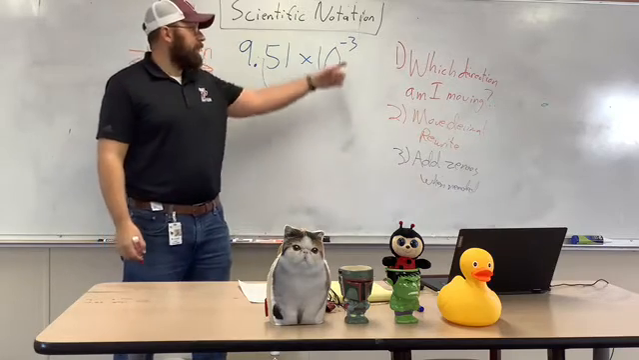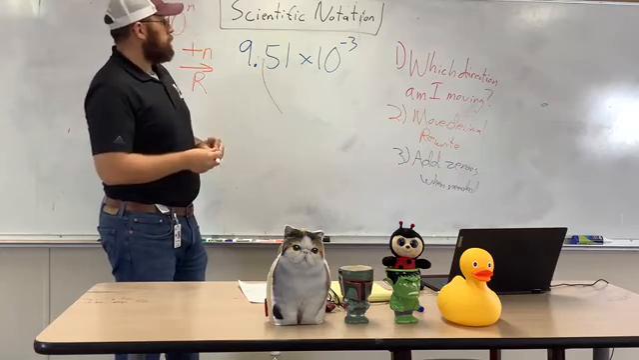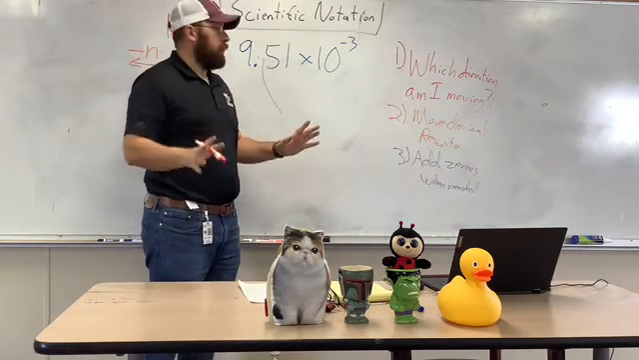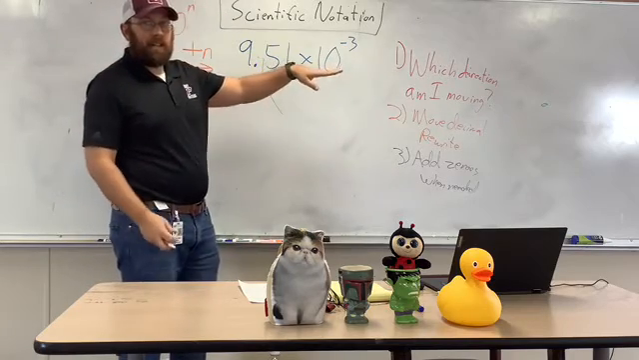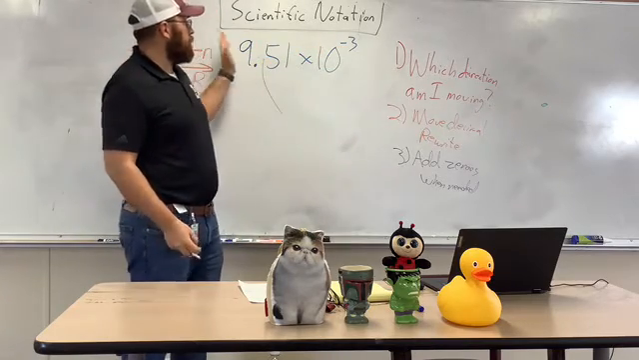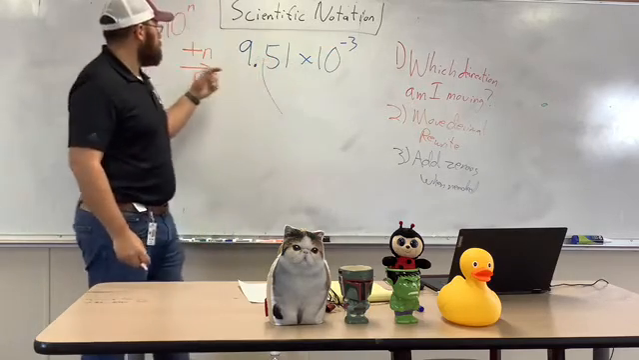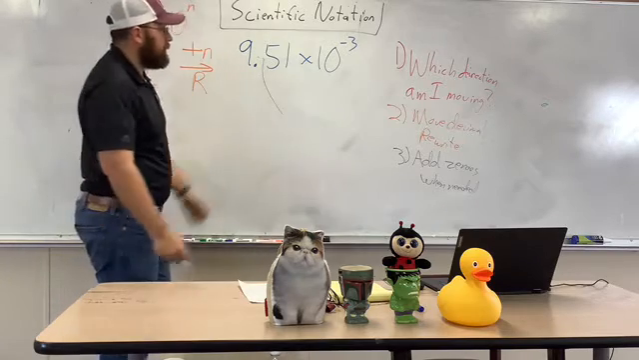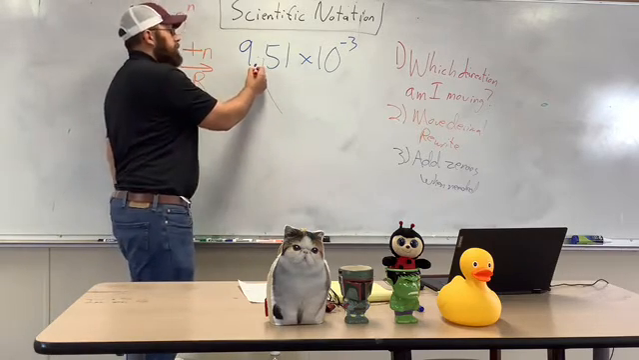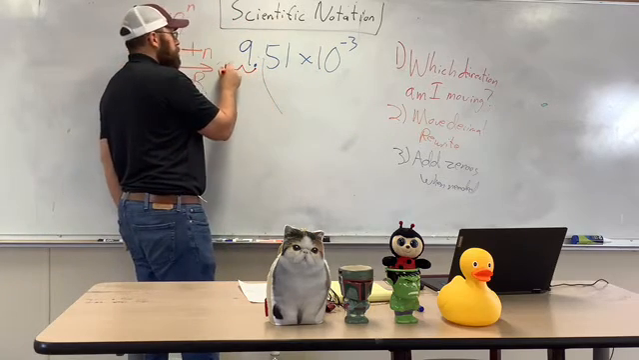Uh-oh, we have a negative now. Woo! We do it the same way though. Don't worry. Negative does not mean this is negative. I get that a lot. Whenever someone sees a negative exponent, they're like, oh, this means it's negative 9. It's not. Negative just means you go the other direction. So I have a negative exponent, so I'm going to the left this time. How many times am I going to the left? 3. 1, 2, 3.